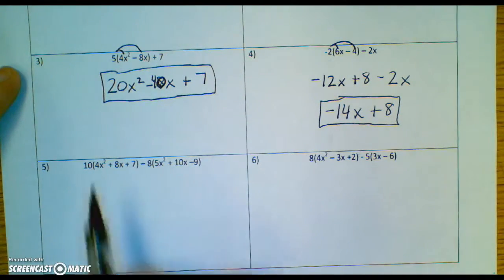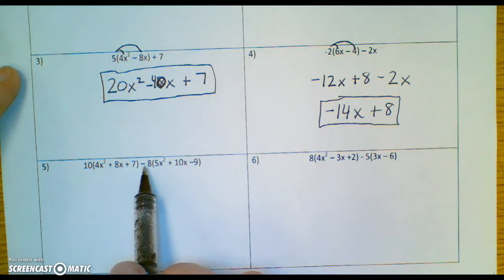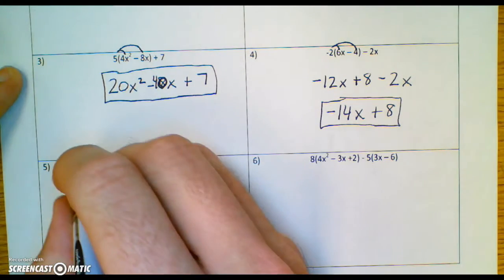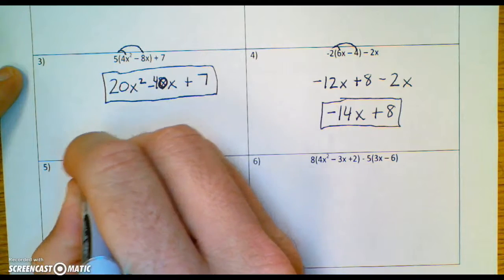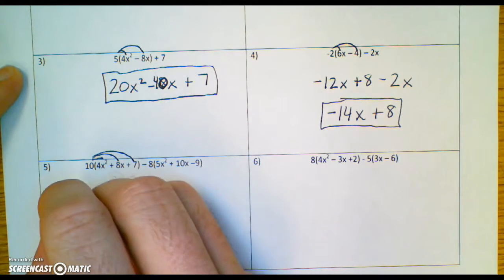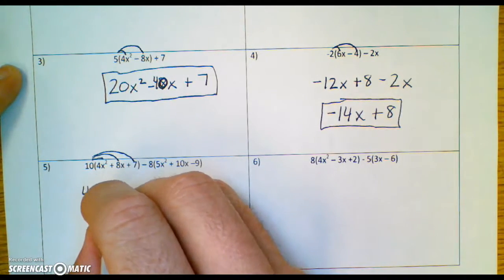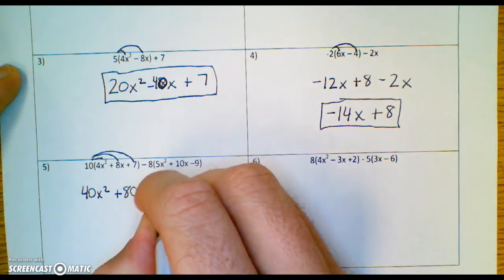On the bottom, you have two sets of parentheses being separated by a subtraction sign and also being separated by a subtraction sign here as well. So when you have 3 terms inside of the parentheses, you just distribute to each term inside the parentheses. I'm multiplying it by each thing. So 10 times 4x squared is 40x squared. 10 times 8x is 80x. And 10 times 7 is 70.